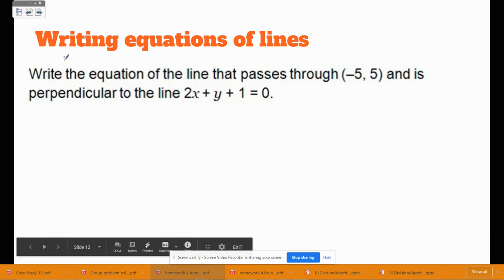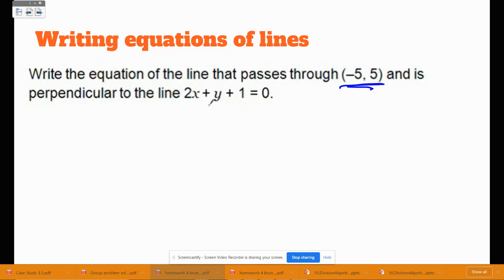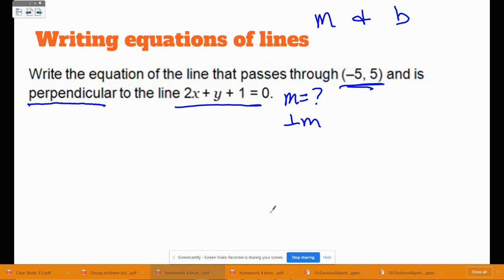Next, write the equation of the line that goes through this point and is perpendicular to this guy. So all you need is m and b, or a point and a slope. I have a point, but I do not have a slope. But I actually do, because they're telling me that it's perpendicular to this guy. So I need to know what the slope of this guy is, and then I can find the perpendicular slope. So I'll get y by itself, and I'm going to move the 2x and the 1. So it's just negative 2x minus 1. I just subtract both pieces. So the slope of this guy is negative 2.